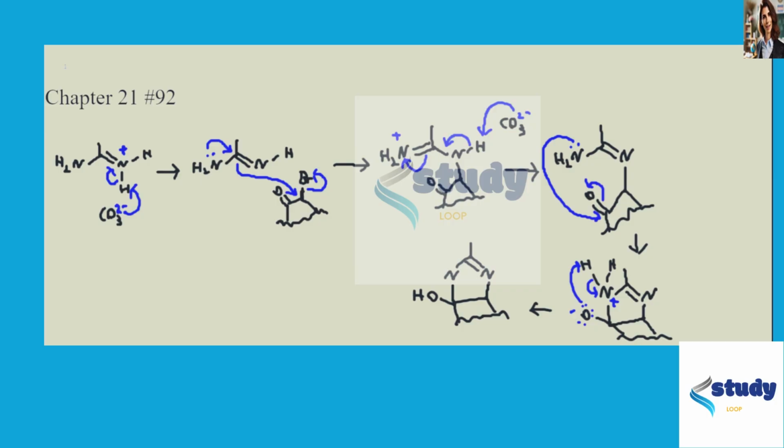And then we can invoke just any generic acid, HA. One of the lone pairs on this oxygen. Did I forget a hydrogen? I did forget a hydrogen. There we go. One of the lone pairs on this oxygen can grab that hydrogen from the HA. Once that happens, we will get to this intermediate.